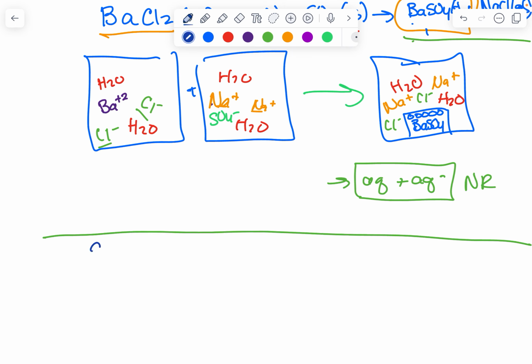So single replacement, those we are going to use the activity series, because in a single replacement, we have 2 cations or 2 anions that are fighting for the other cation or anion. So the first example that we're going to do is going to be magnesium plus lithium sulfide. So we're going to do Li2S.